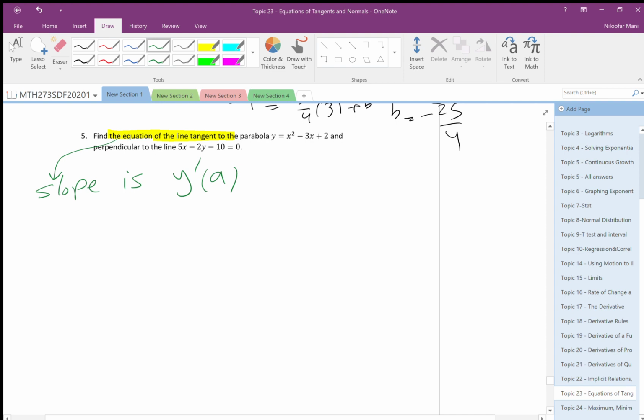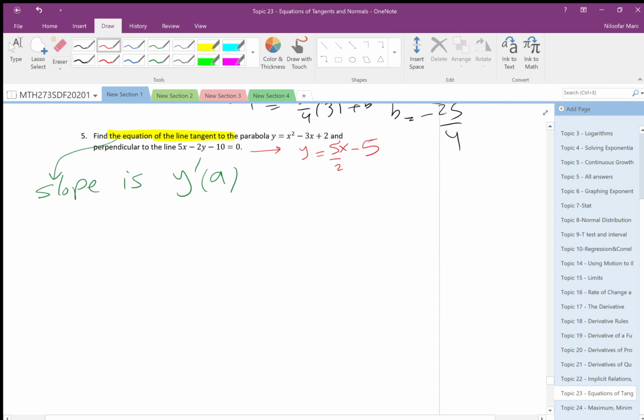Okay, perpendicular to this line means the slope of this is the negative reciprocal of the slope of the other. So first you have to find the slope of this line. You put 2y to the other side, so it's 2y equal 5x minus 10. You divide by 2. Okay, so y is that. So y is this one.